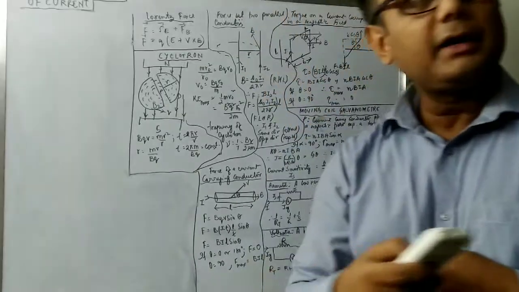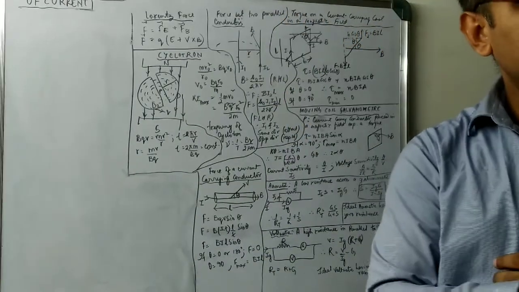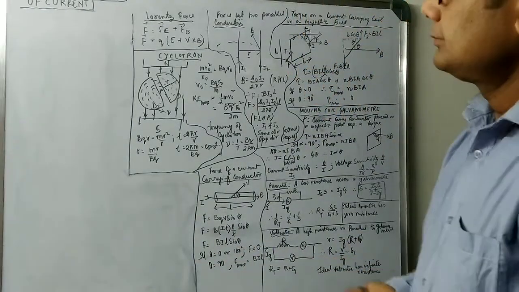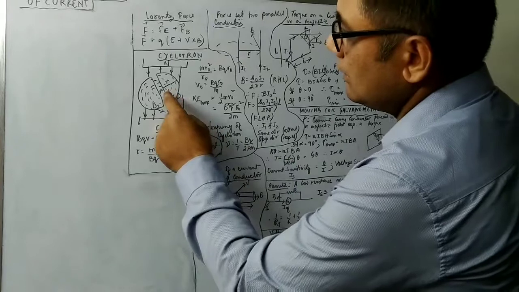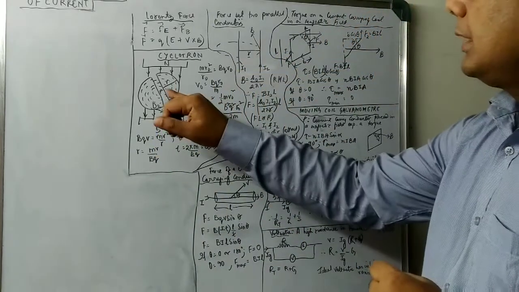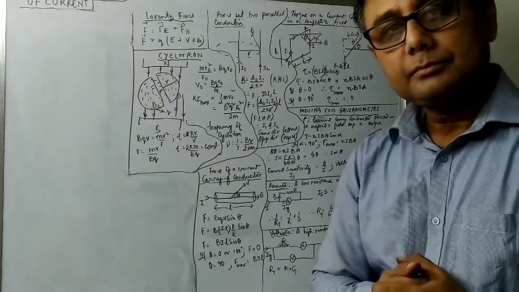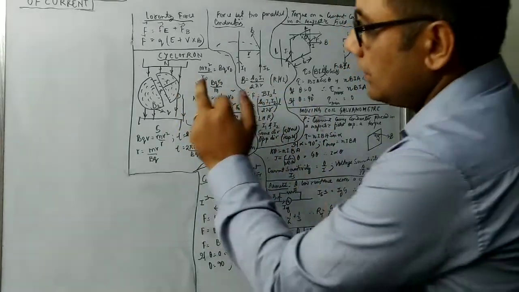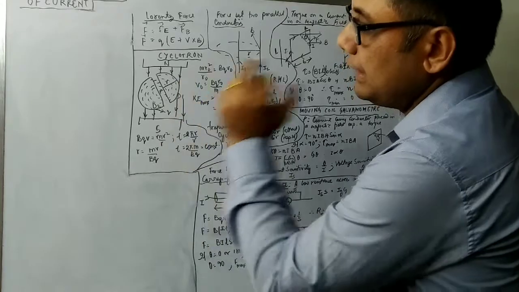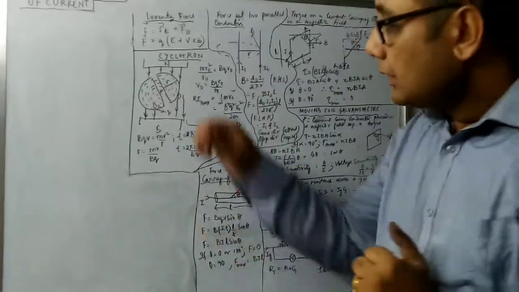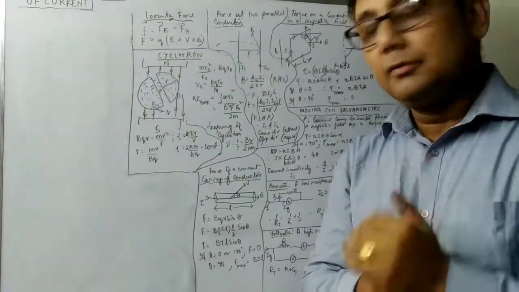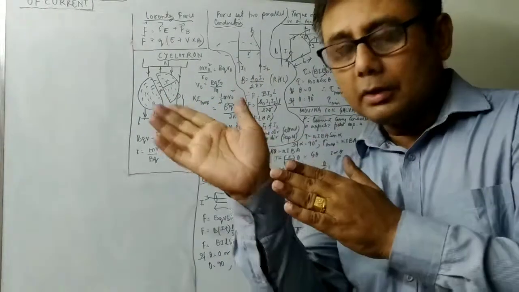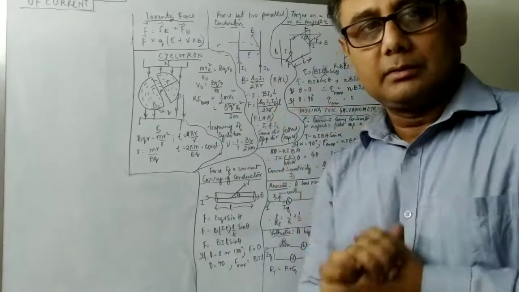Okay? So if I consider this, suppose there is a proton here. Initially, the disk D1 is made negative. So this proton gets attracted to the disk D1.